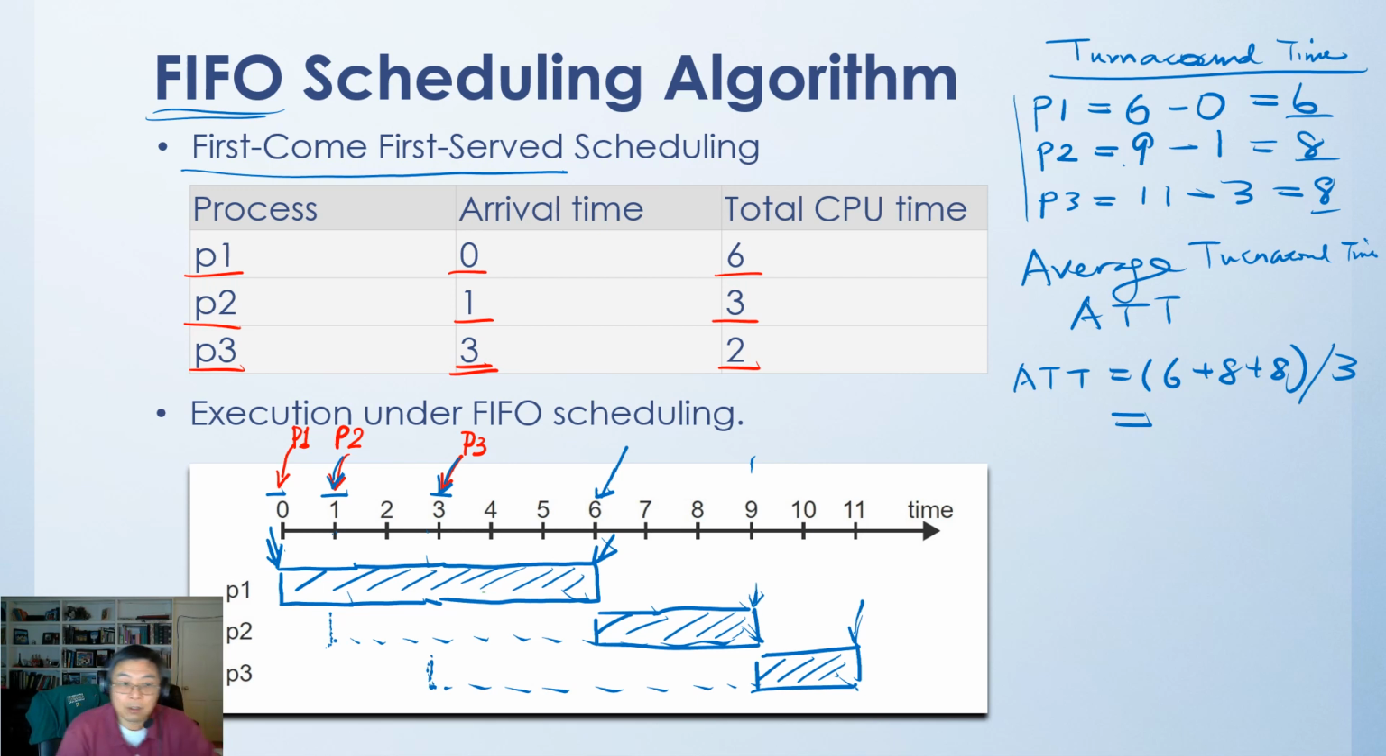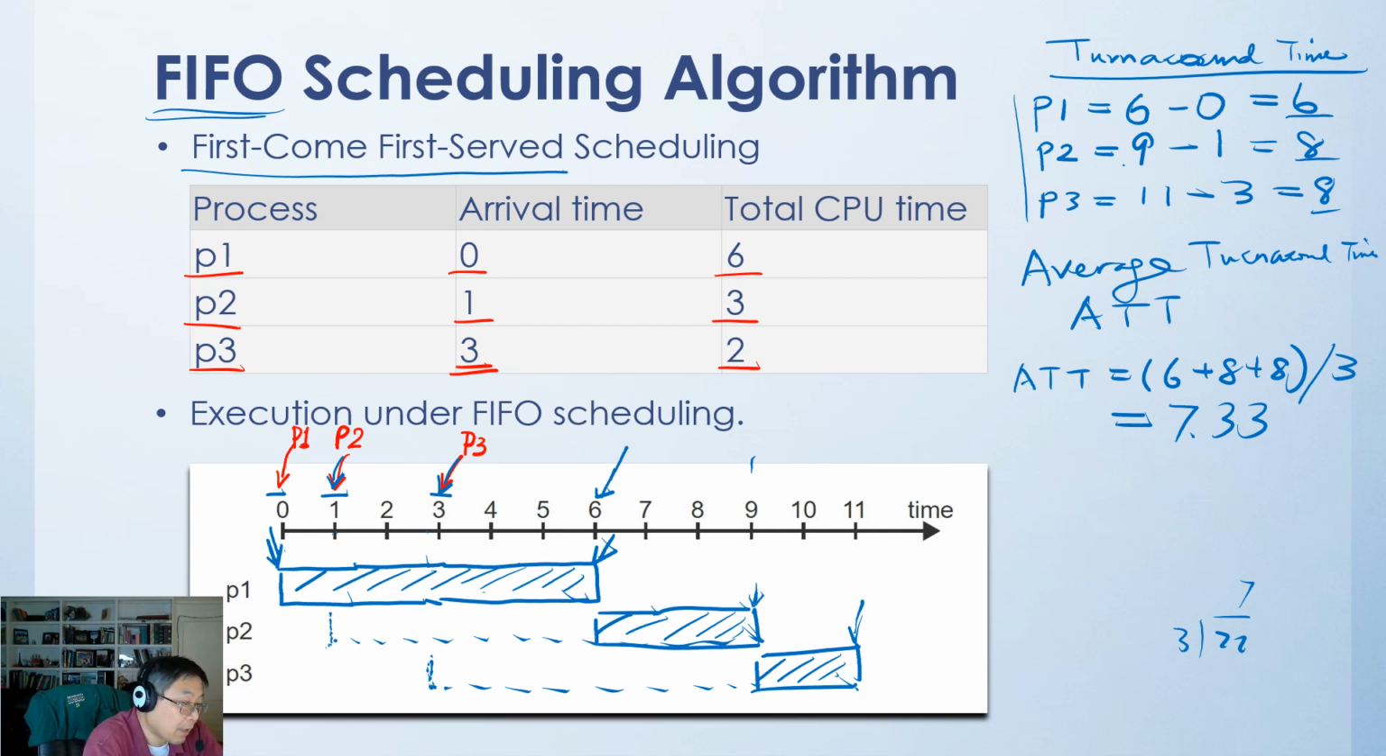So what's the average turnaround time? Let's see, 8. Let's actually check it out. So 6 plus 8 plus 8 is 22, divided by 3, 7.33. So that's the average turnaround time.